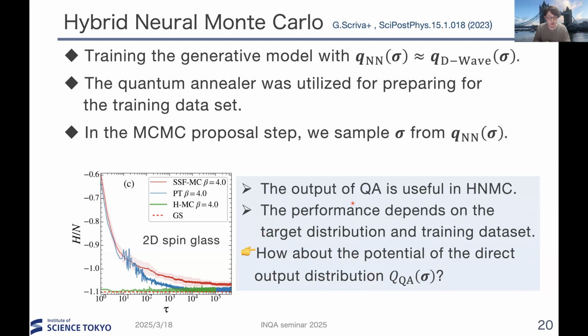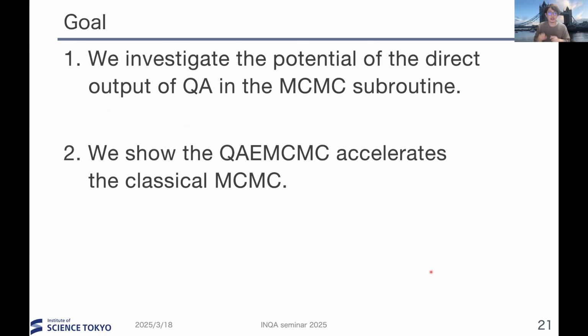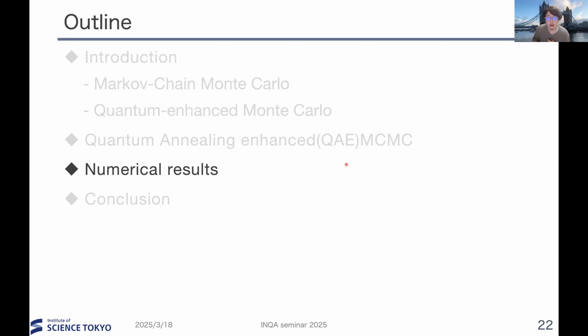So from this figure, the output of QA is useful for training a neural network in a hybrid neural Monte Carlo scheme. And the performance also depends on the target distribution we want to sample and the training data. So we have a simple and naive question: how about the potential of directly sampling the output distribution of the QA in the MCMC? So this is the goal of the study. We investigate the potential of the direct output of QA in the MCMC subroutine, and we show that quantum annealing-enhanced MCMC accelerates the classical MCMC dynamics. Okay, so let's move on to the numerical result.